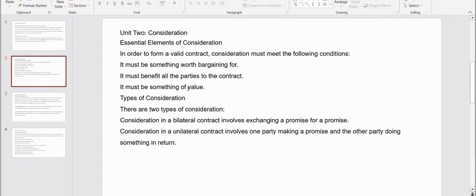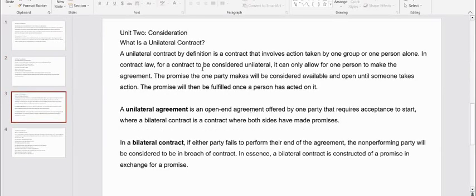Okay, there are two types of consideration. One is a bilateral contract, involving the exchange of a promise for a promise. Another one is a unilateral contract, involving one party making a promise and the other party doing something in return. Okay, let's see how the definition is talked about.